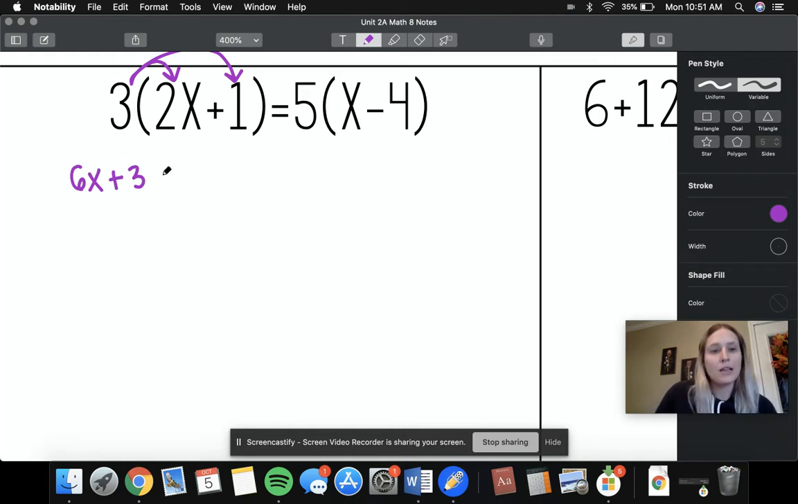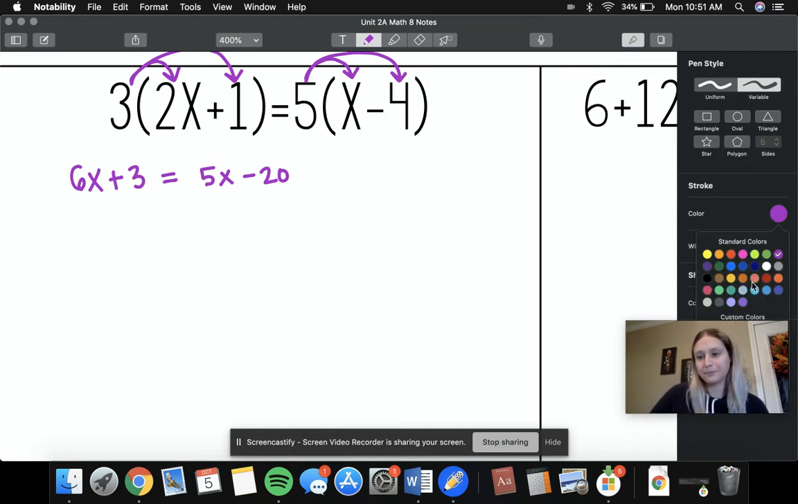Then on the right-hand side, I still see another parentheses with a 5 attached, so I'm going to distribute the 5 to the x and get 5x. And then I'm going to distribute the 5 to the negative 4 and get negative 20. So we just distributed and we got 6x plus 3 equal to 5x minus 20. All right, now I'm going to look at the left-hand side. I can't put those together. I look at the right-hand side. I can't put those together.